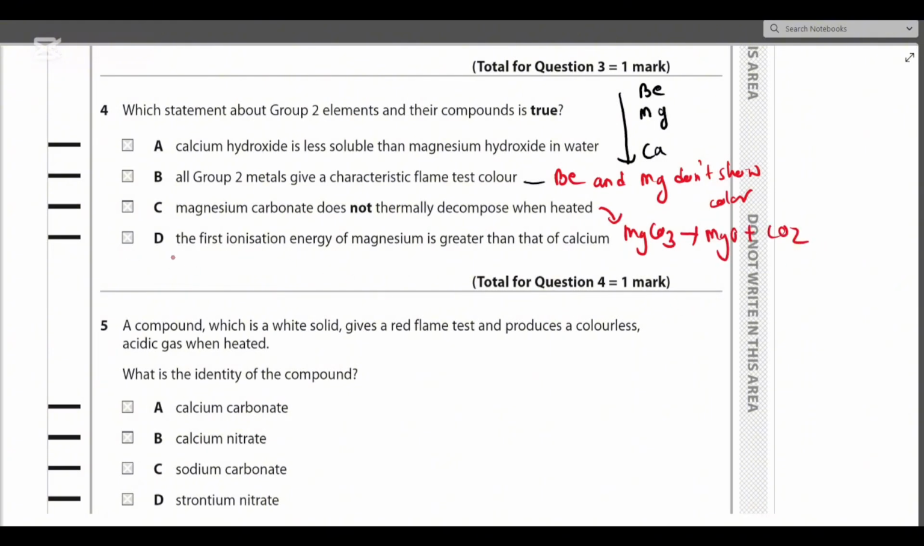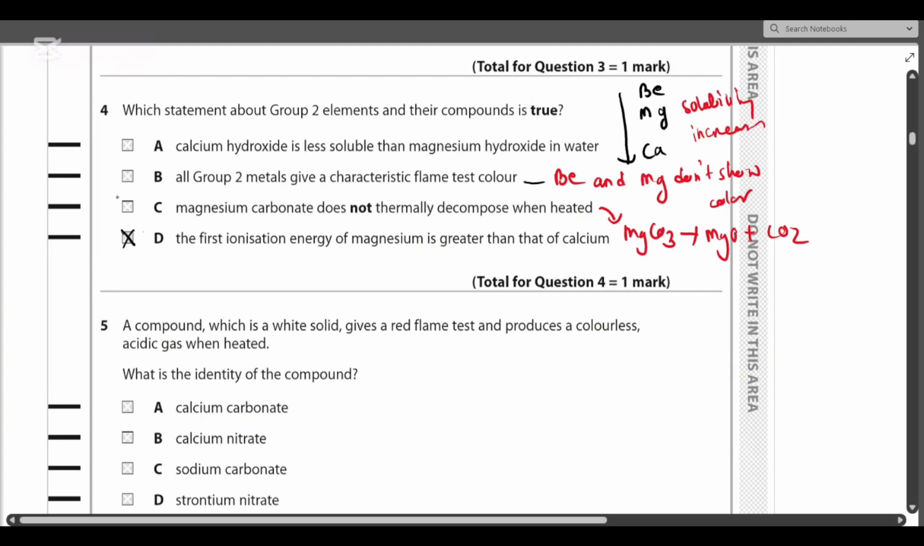This leaves us the only true statement, that the first ionization energy of magnesium is greater than that of calcium. This is correct, because as we go down the group, there is a decrease in the first ionization energy, and since magnesium is above calcium, it is going to have greater energy than calcium. So our answer is D.